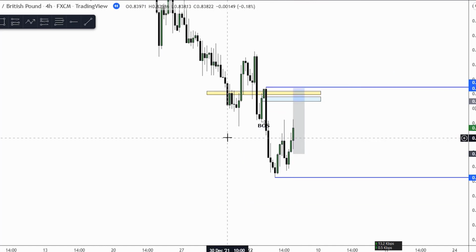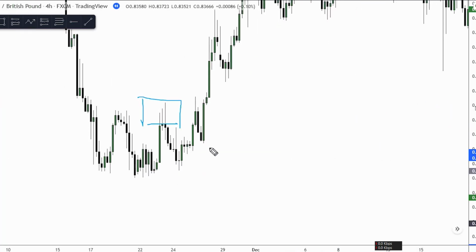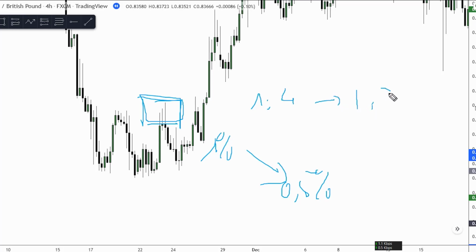How about if the candle, for example, is not impulsive and creates a lot of weak rejection? For example, if we're looking for long, if normally you risk 1%, and if you see this type of weak rejection at the end, you would reduce the risk to 0.5%, and you would reduce the risk reward ratio from 1 to 4 to 1 to 3 risk reward ratio.